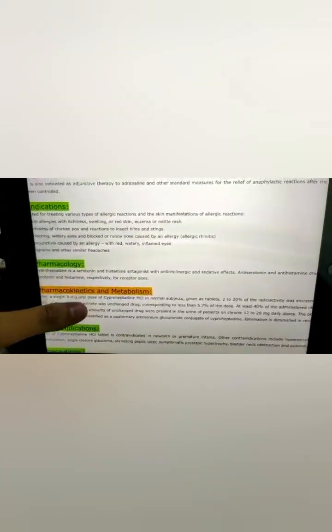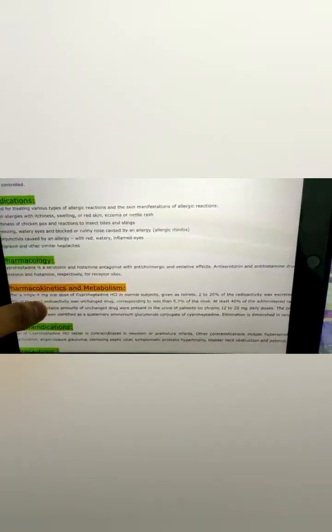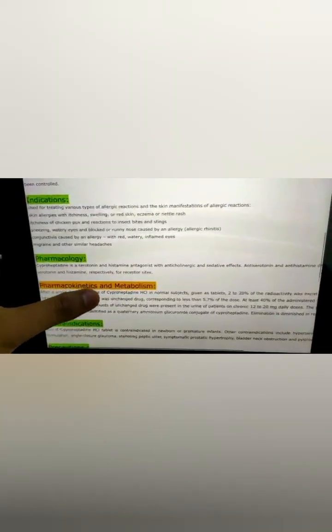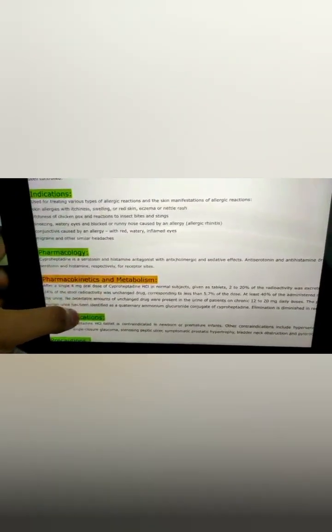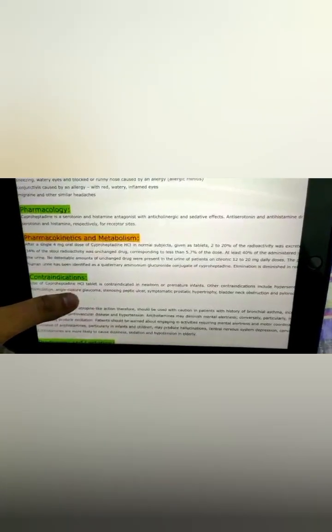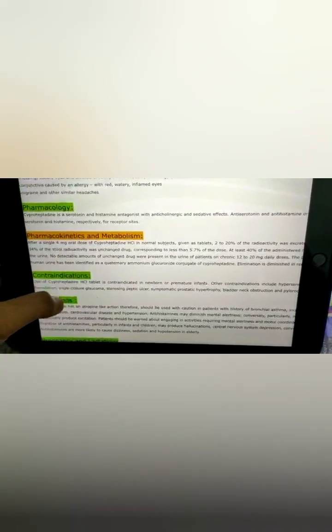Cyproheptadine is a serotonin and histamine antagonist with anticholinergic and sedative effects. Anti-serotonin and antihistamine drugs compete with serotonin and histamine respectively for receptor sites. Now its metabolism. After a single 4 mg oral dose of cyproheptadine HCl given as tablets to normal subjects, 2 to 20% of radioactivity was excreted, and 34% of the stool radioactivity was unchanged drug.